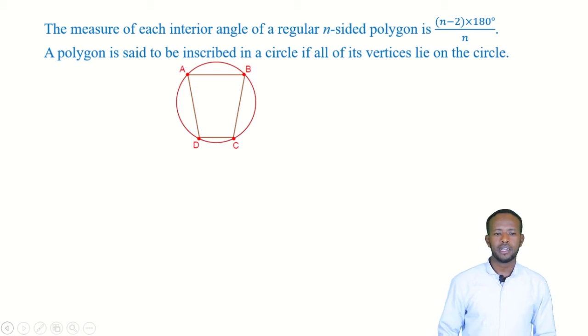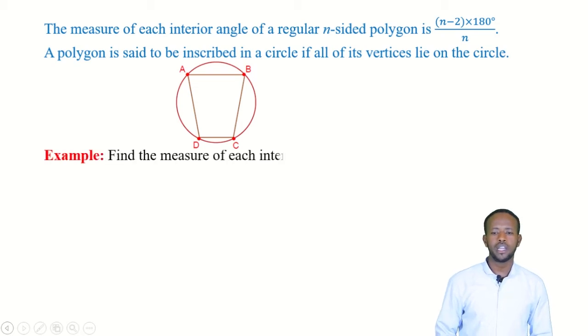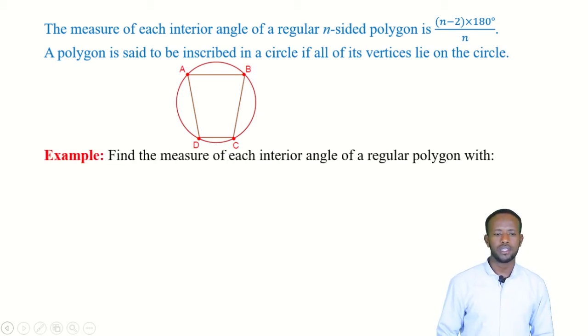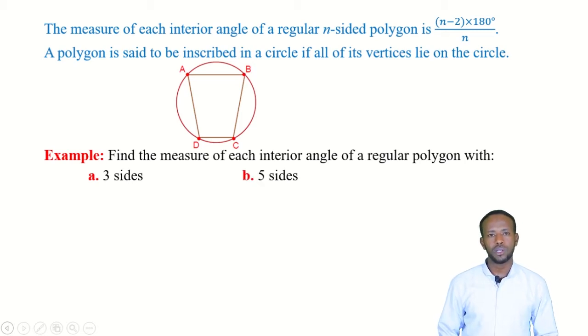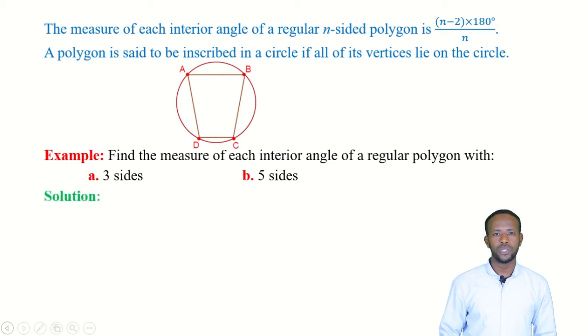Okay. Example: find the measure of each interior angle of a regular polygon with A, 3 sides, B, 5 sides. We want to find the measure of each interior angle of a regular polygon. If we hear the words regular polygon, all the angles are equal. Now let us see how we can find the solution.